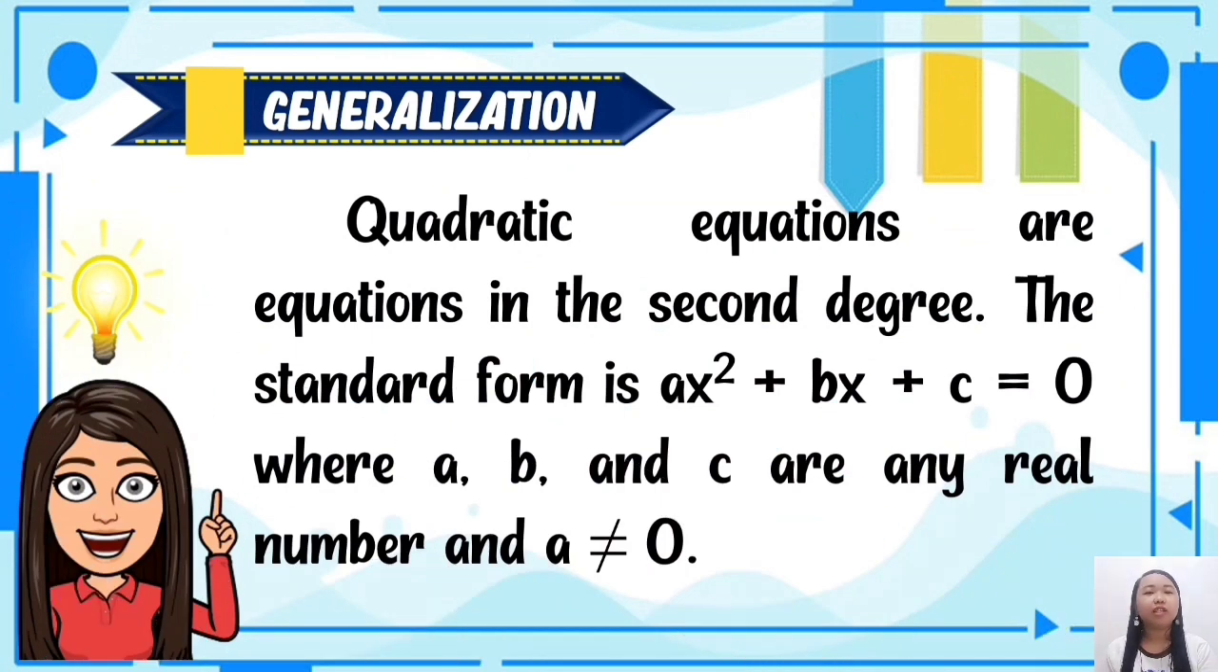For our generalization, quadratic equations are equations in the second degree. The standard form is ax squared plus bx plus c equals 0, where a, b, and c are any real numbers and a is not equal to 0.